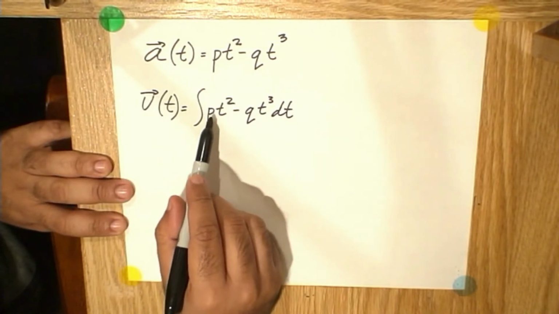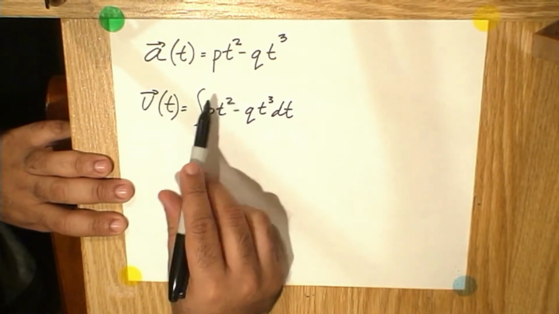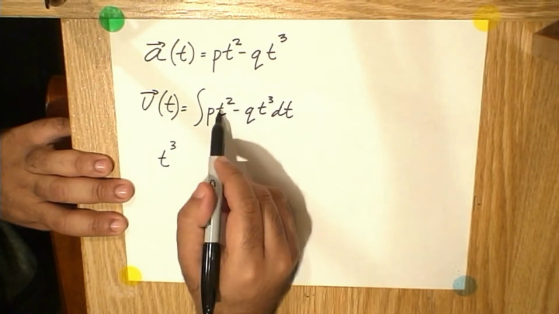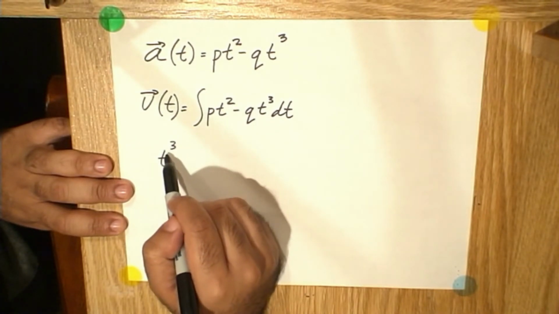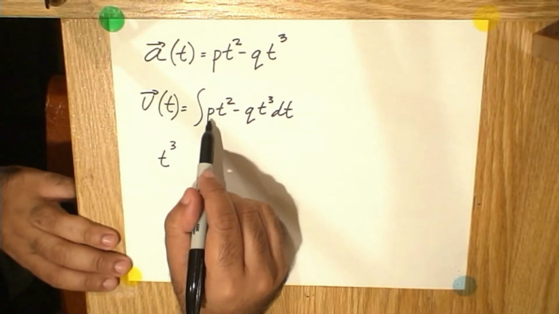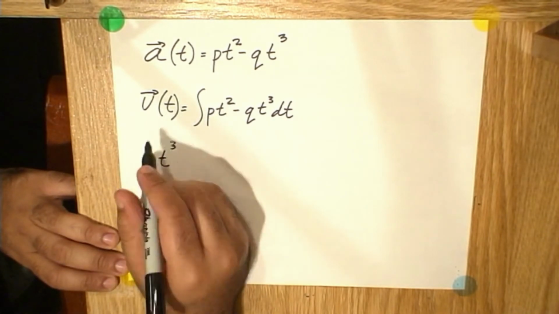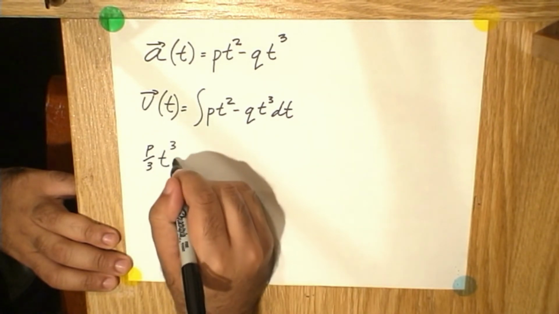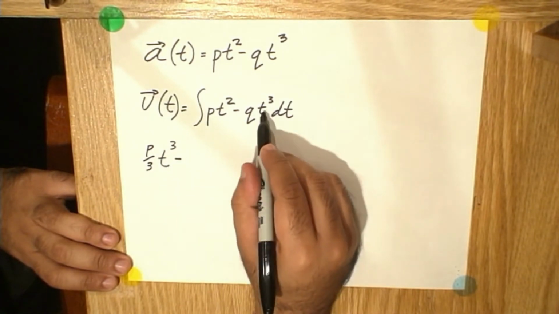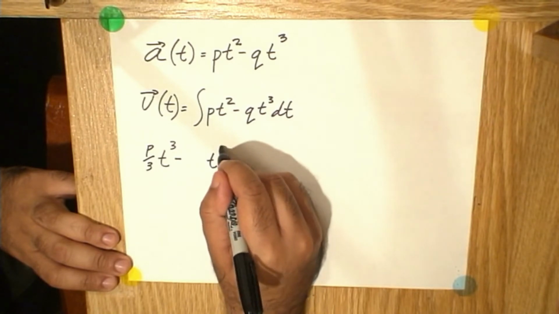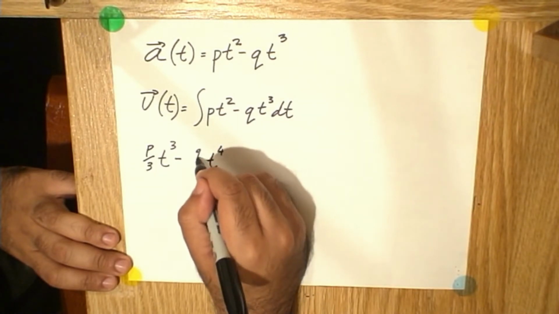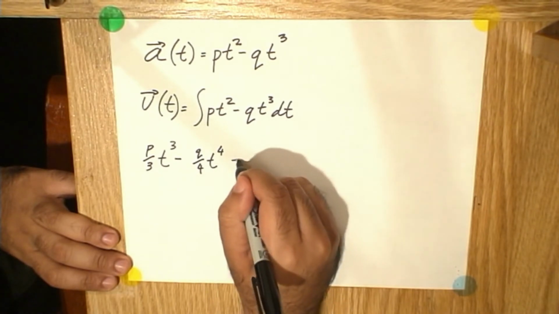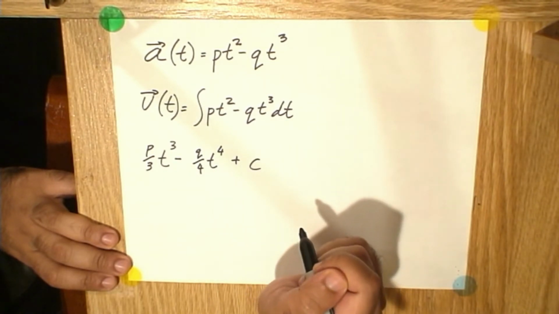Now, the integral of pt squared, this term over here, will be, we raise the exponent by 1, that's t cubed, and we divide the coefficient by the new exponent. Minus, we would do the same thing over here. T cubed becomes t to the 4th, and this now becomes q over 4. And finally, we add the plus c.